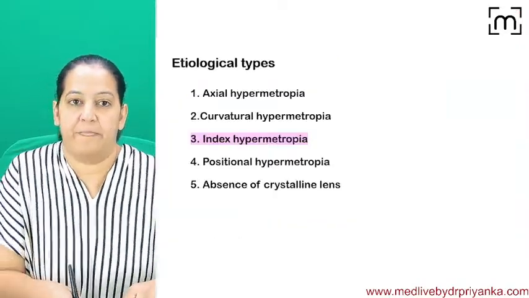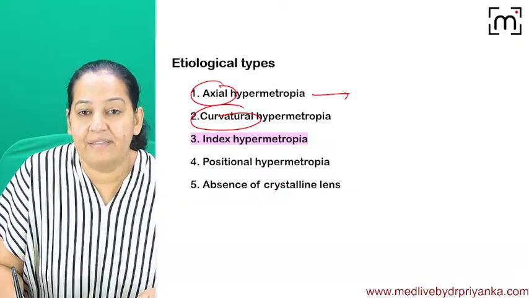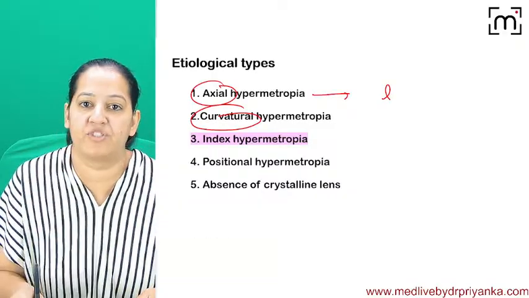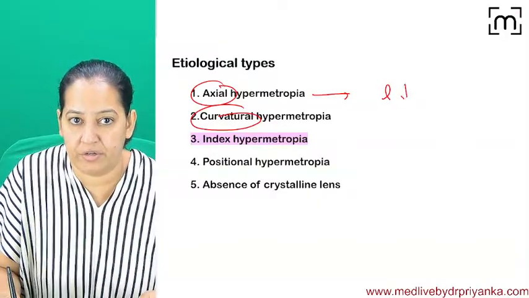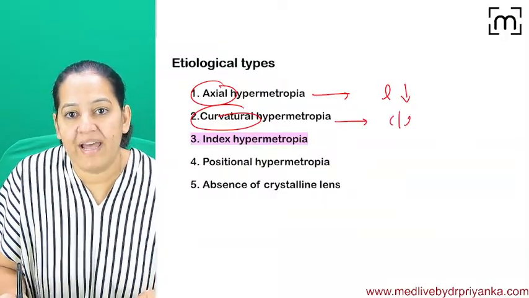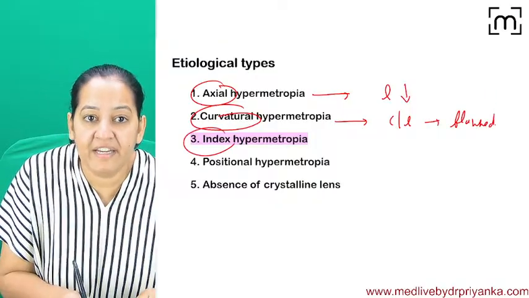Now coming to the third type. Axial is done, curvatural is done. In axial, the anteroposterior diameter, that is the axial length of the eyeball, is changed. It is shortened. Here, the radius of curvature, the cornea or lens, got flattened. Now coming to index hypermetropia.